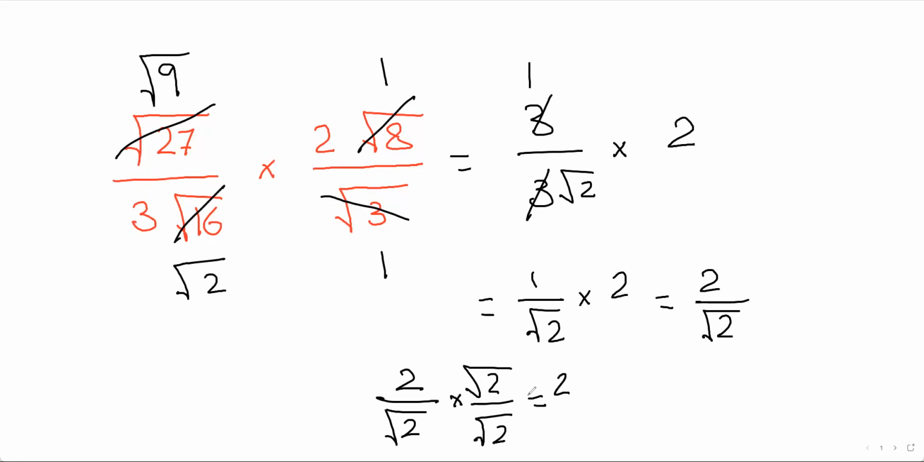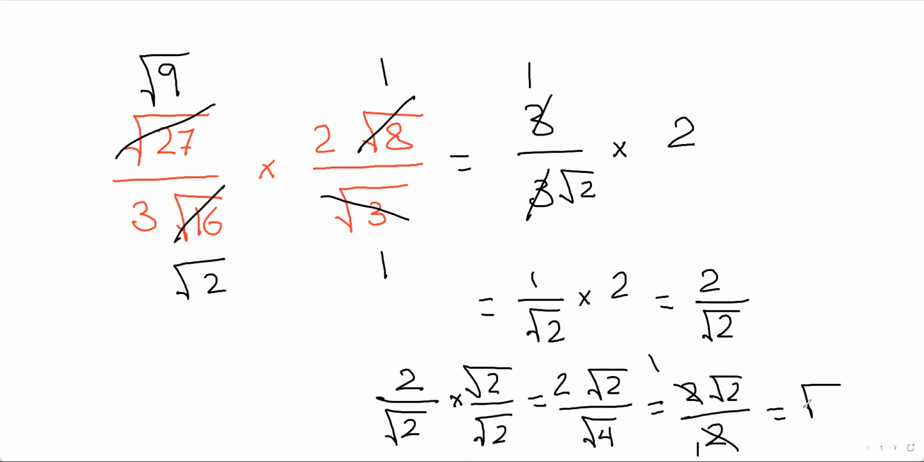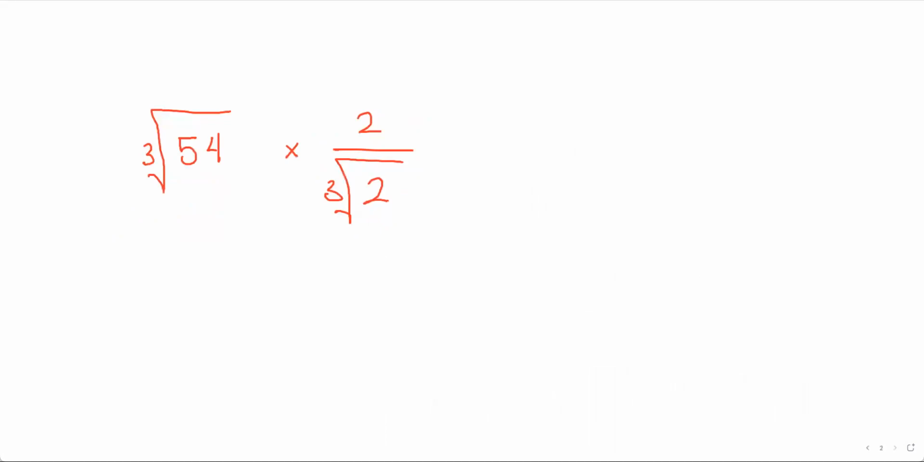2 times root 2 will give you 2 root 2. Again, you cannot multiply this 2 on the inside here because this is a rational number and this is irrational. And root 2 times root 2 is root 4. Now, this is 2 root 2 over square root of 4, which is 2. Now I could reduce these to 1, 1, and I'm left with root 2 as the final answer. Okay, so this is the first one. And the second one here is multiplying a cube root by a cube root in a fraction.